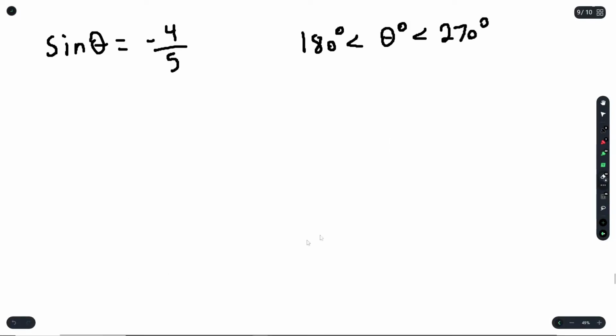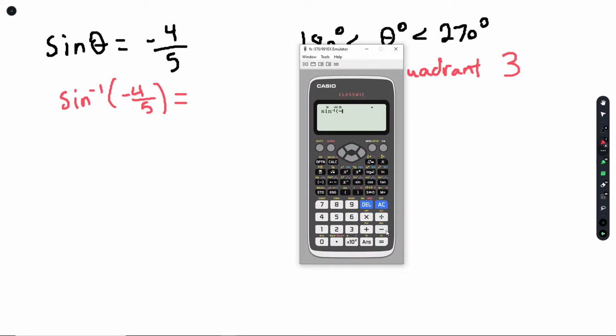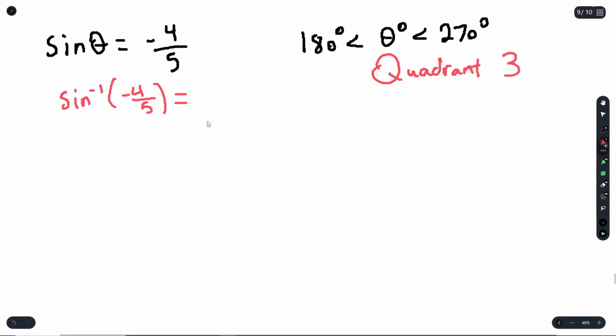This is the first type of question that can come on this lesson. They would give you the value here, and they'd ask you for the angle in degree or radian. Here it's asked in degree, and they restricted the angle to quadrant 3. So to get the angle, you need to first get the reference angle. So first we get the angle of this. So sine inverse -4 over 5. Then you get your calculator. Shift sine -4 over 5 equal -53.1.